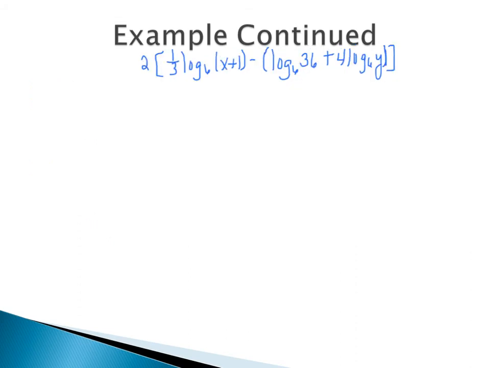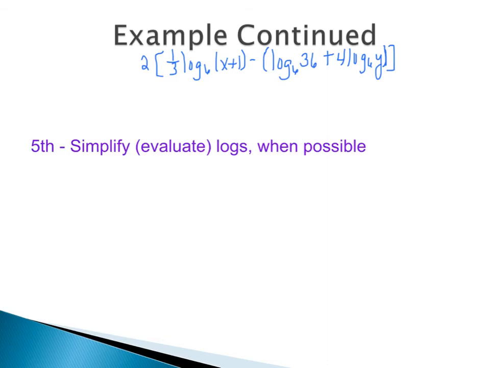Our last step is to simplify any logs that we might have. What that means is that we want to evaluate any logs, so we want to find the logs that might just have numbers. The first log that we have is the log base 6 of x plus 1. Again, we don't have any sum rule. If there's a plus or a minus inside the log, we just leave it alone. So I can't do anything with that one.